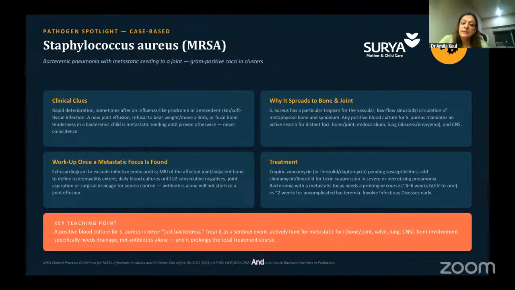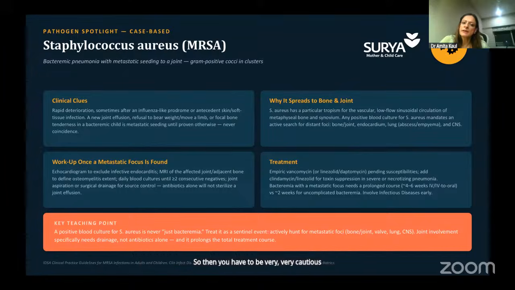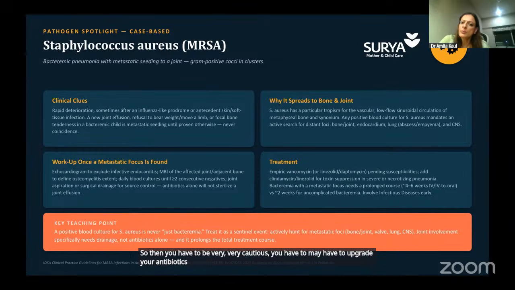The other thing is blood cultures. If your blood culture for staph is positive, you have to document a negative culture within 48 hours. So if you have started your correct antibiotics and after 48 hours also the culture is positive, then you have to be very, very cautious. You may have to upgrade your antibiotics, or you do have to do proper source control. Look for a source. Where is the infection?